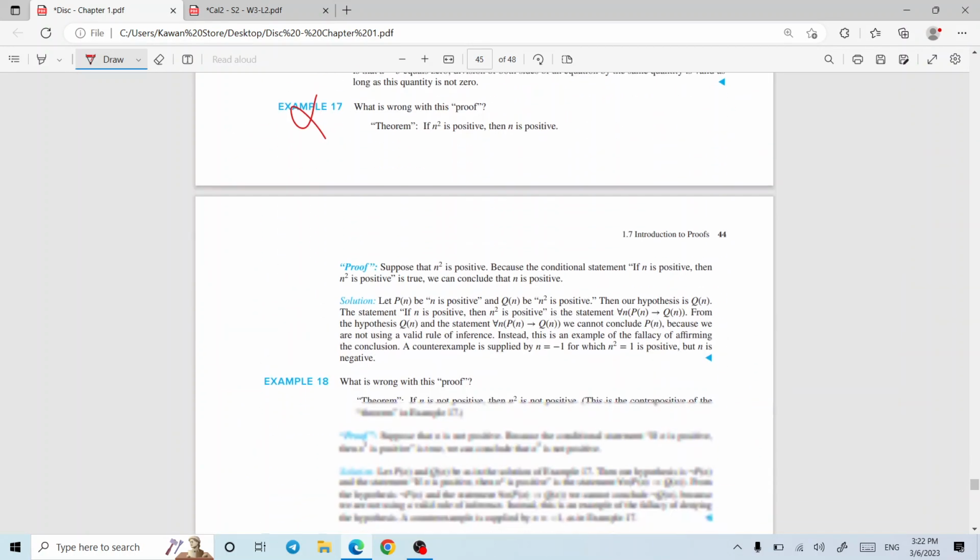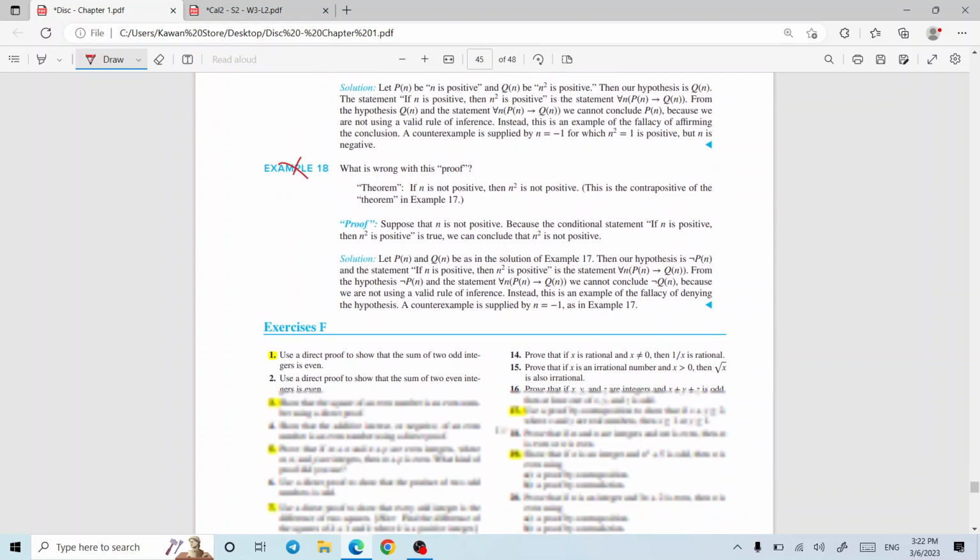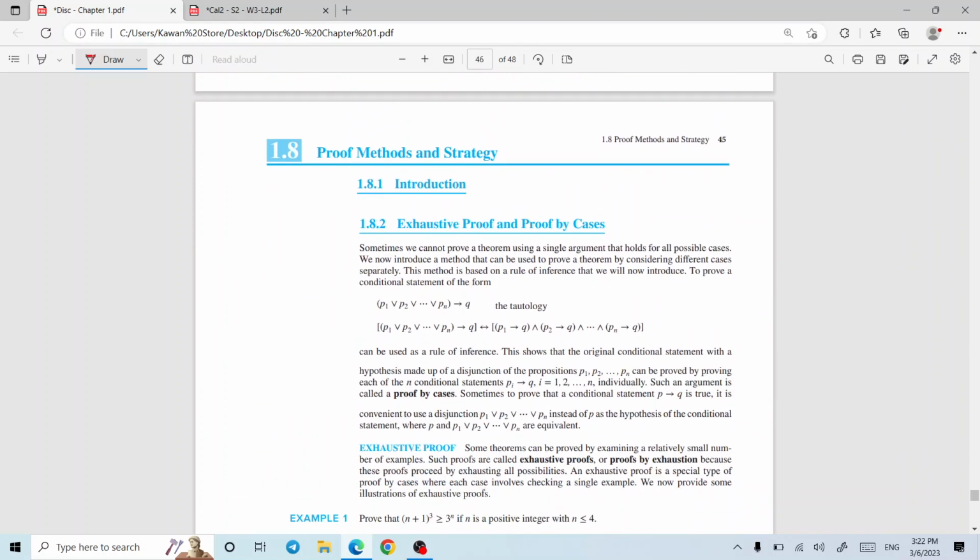And forget about examples 17 and 18. We stop here. If you don't have any questions, I'm going to stop.